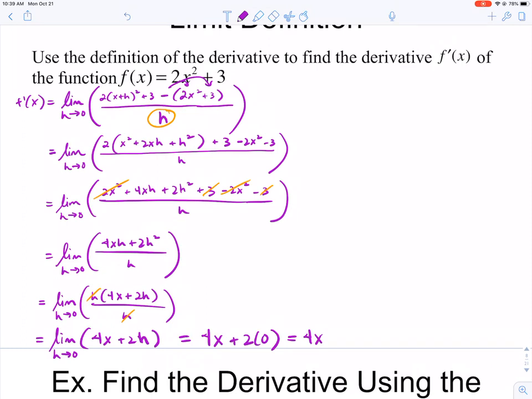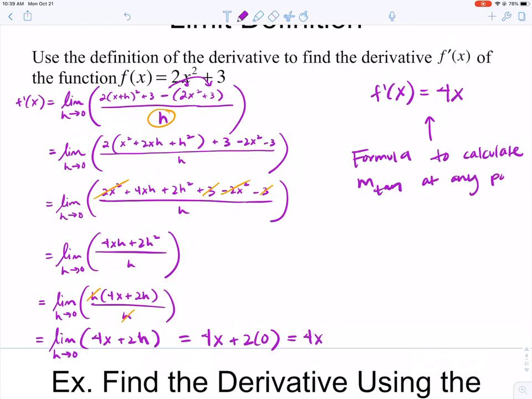And I ran out of room, but ideally I would have shown all vertical steps with my equal signs lined up on the left here. So f prime, the derivative of the function 2x squared plus 3, is equal to 4x. So this is now a formula to calculate the slope of the tangent line at any point in the domain of x, f of x.